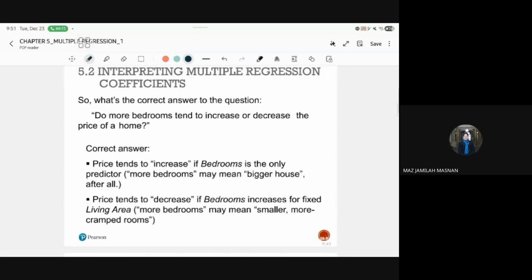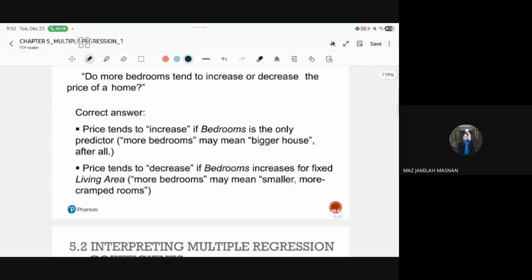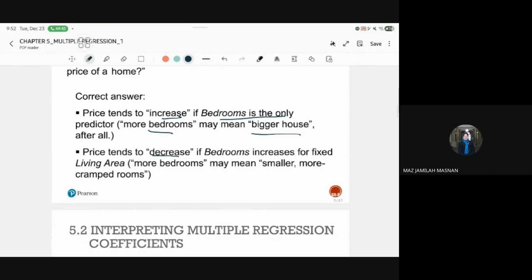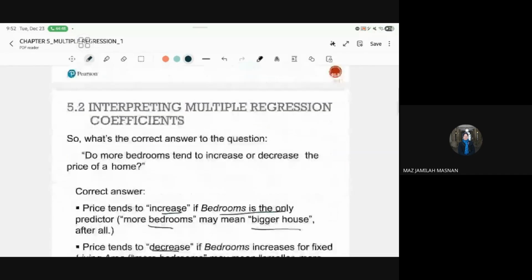So what is the correct answer to the question: do bedrooms tend to increase or decrease the price of a home? The correct answer: price tends to increase if bedrooms is the only predictor. It means that more bedrooms may mean a bigger house. And price tends to decrease if bedrooms increase for a fixed living area. So you can see over here.